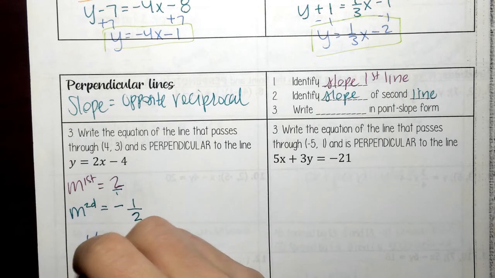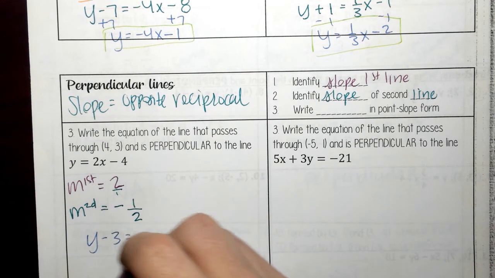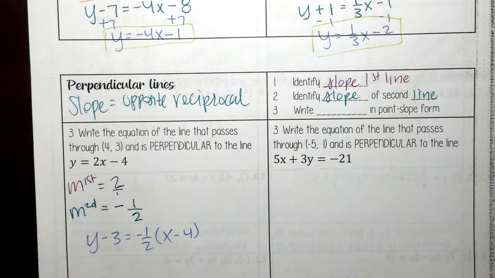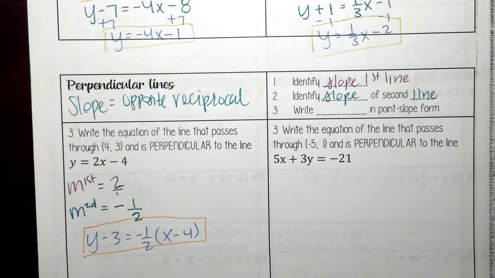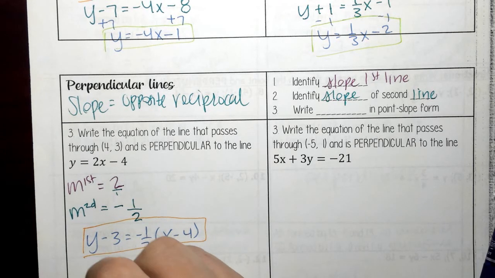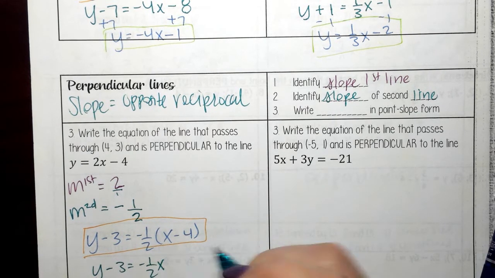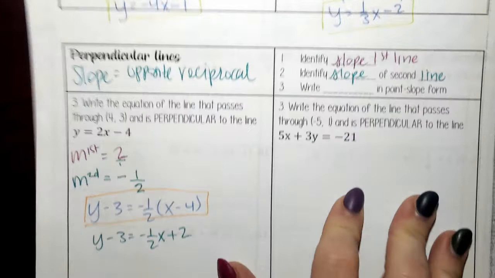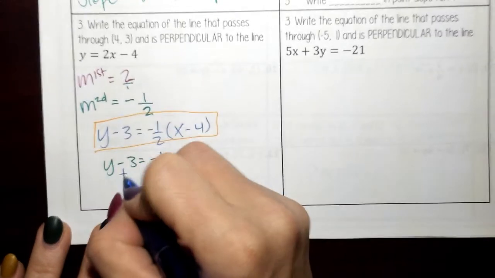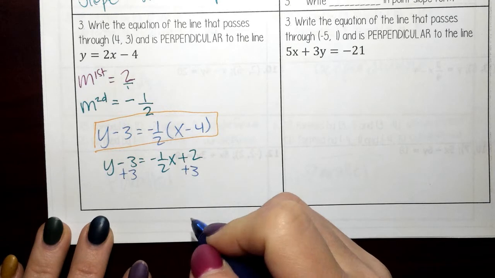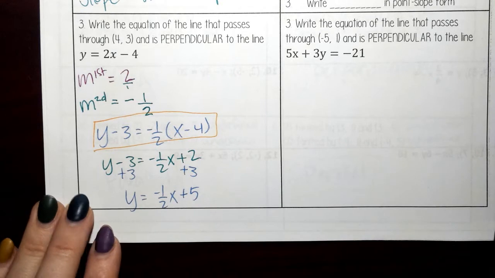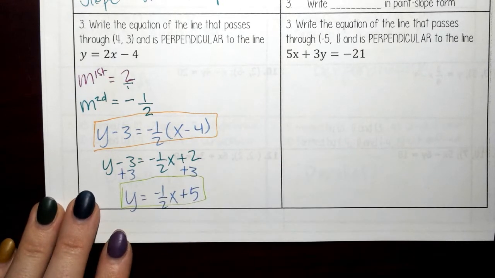Then we're going to use y minus 3 equals negative 1/2 times x minus 4. Again, if it's asked for point slope form, that is our answer. If we want slope intercept form, we have to distribute what's in front of the parentheses, and then move that number over to get y by itself. So y equals negative 1/2 x plus 4.